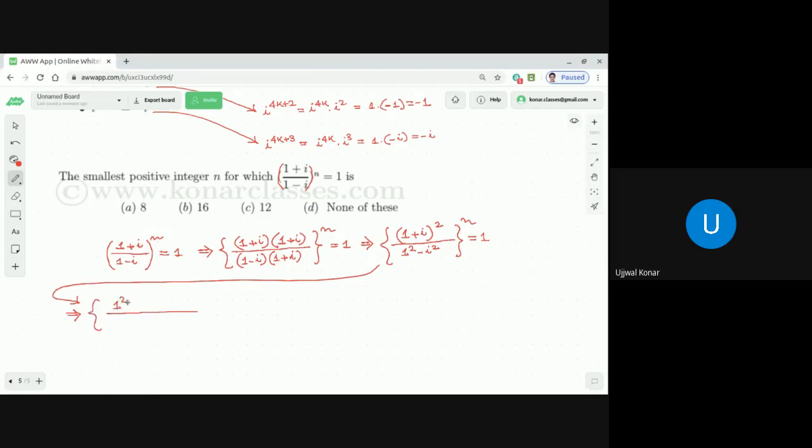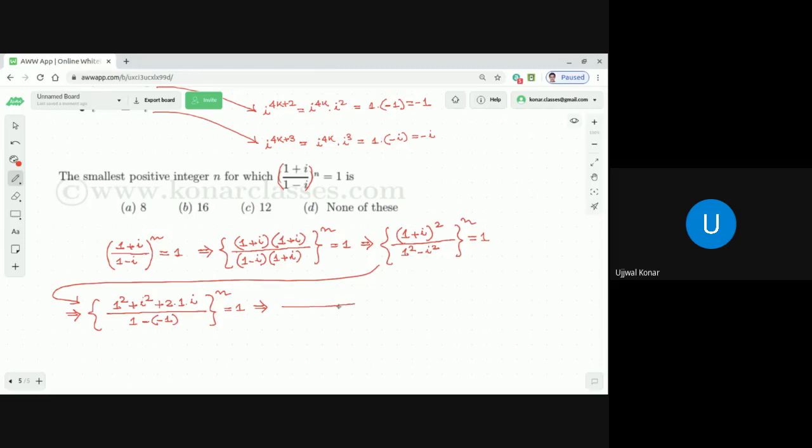1 square plus i square plus 2 into 1 into i, divided by 1 square is 1, and i square is equal to minus 1. So minus of minus 1. I'm writing it elaborately as we have just started learning this topic. That is equal to 1. As time goes by, you will get more confident.